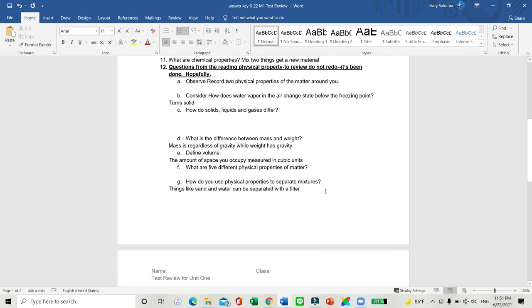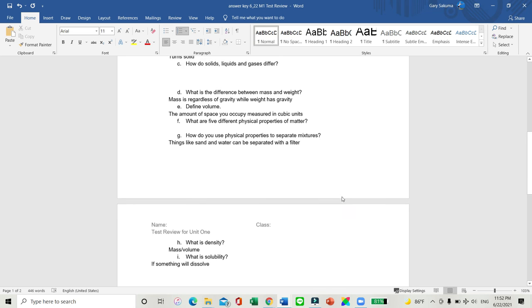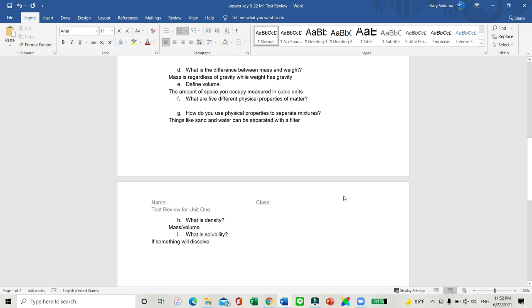We talked about physical properties already. And normally, since sand and water don't mix, you can filter them out. Density is mass divided by volume, and solubility is if something will dissolve.